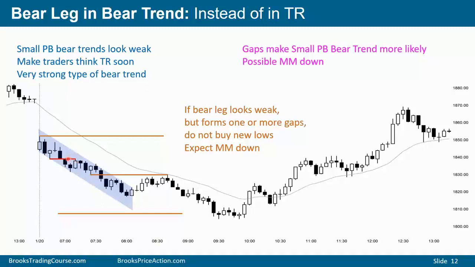We have a gap. We fell below a measured move from here to this potential measured move. We did fall to a measured move based upon this gap. It became a measuring gap. So when you're seeing a small pullback bear trend and you're getting gaps, you have to be thinking that one or more of those gaps will lead to a measured move down.